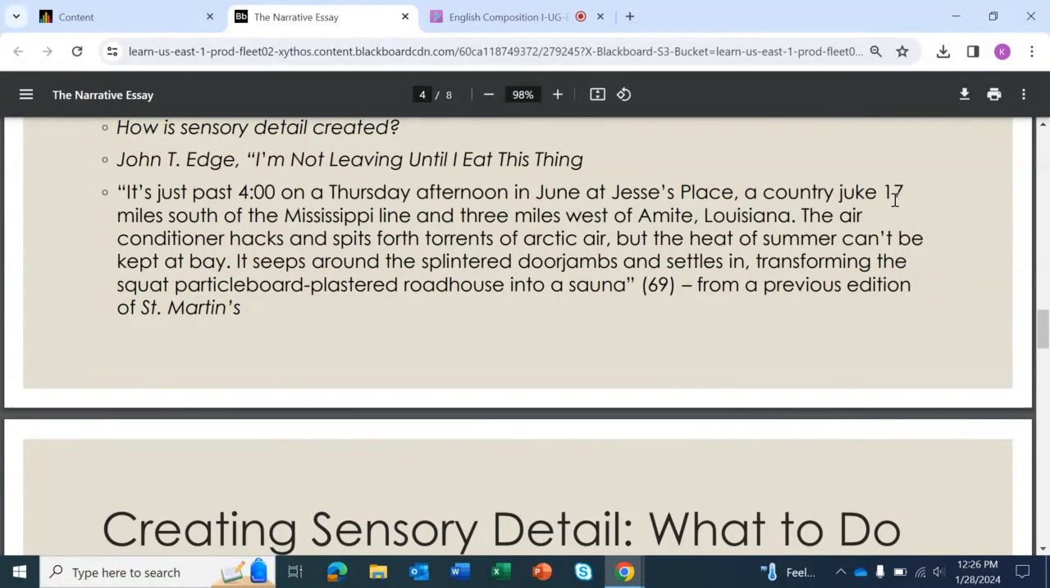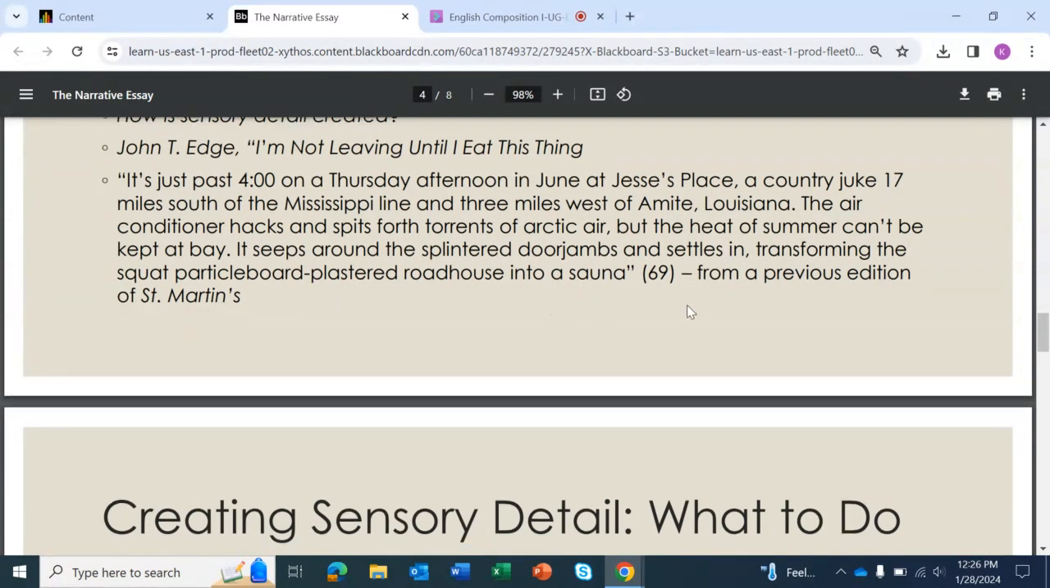It's just past 4 o'clock on a Thursday afternoon in June at Jesse's place, a country juke 17 miles south of the Mississippi line and 3 miles west of Amite, Louisiana. The air conditioner hacks and spits forth torrents of Arctic air, but the heat of summer can't be kept at bay. It seeps around the splintered door jambs and settles in, transforming the squat particle board plastered roadhouse into a sauna.